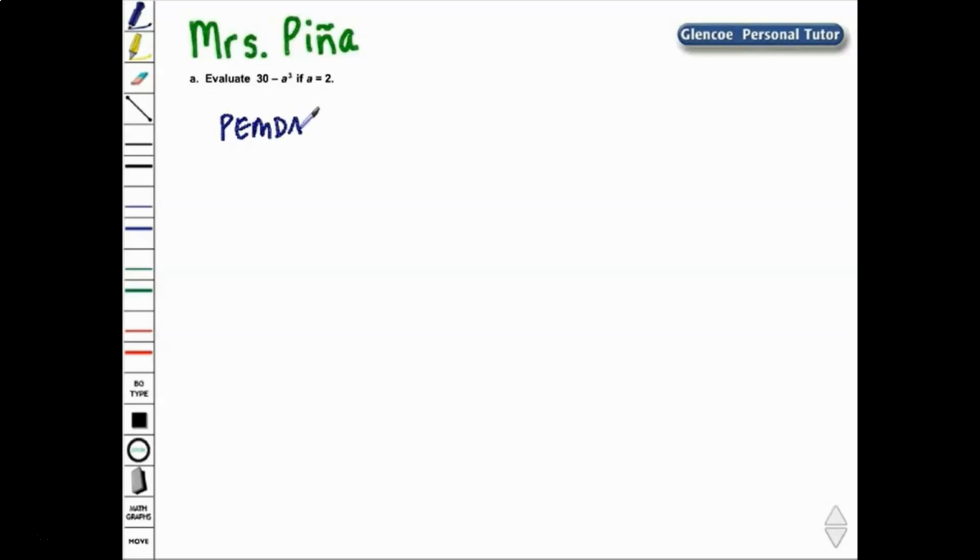Mnemonic device to help us remember what order of operations is, again, is PEMDAS. Parentheses first, exponents second, multiplication and division from left to right, third, addition and subtraction from left to right, fourth. 4 steps, 6 letters, but that's how order of operations goes. If I start off with my expression, 30 minus a, and my exponent would be to the third. In for a, I'm going to put 2.